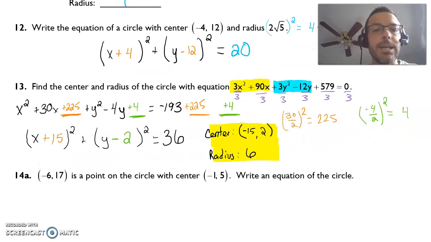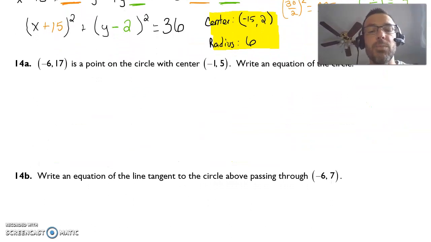The last two are not necessarily the same type of problem. You might need to complete the square, you might not. Go ahead and take a pause and see what you can come up with for 14a and b. They're kind of grouped together. They're using some of the same coordinates.